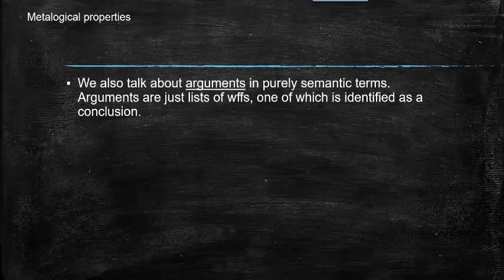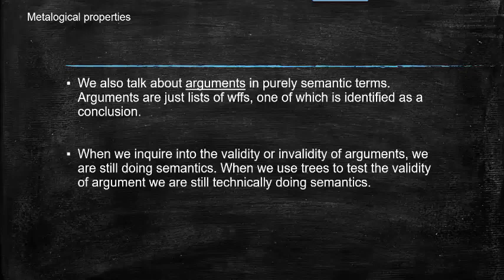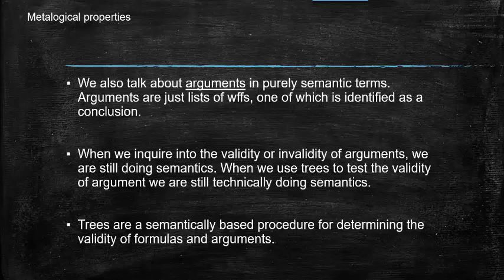We also talk about arguments in purely semantic terms. Arguments are just lists of wffs, one of which is identified as a conclusion. When we inquire into the validity or invalidity of arguments, we are still doing semantics. This is something that isn't necessarily emphasized when you take a beginning logic class. We often talk about proving that an argument is valid or invalid. But if you're actually using the proof procedures of a formal language, you're not technically demonstrating validity. You're demonstrating derivability. So when we use trees to test the validity of an argument, we're still technically doing semantics. Trees are a semantically based procedure for determining the validity of formulas and arguments.